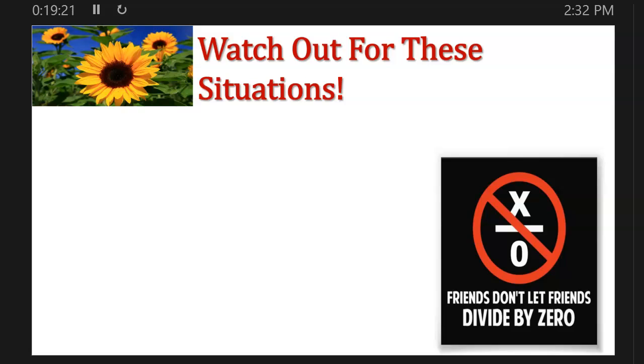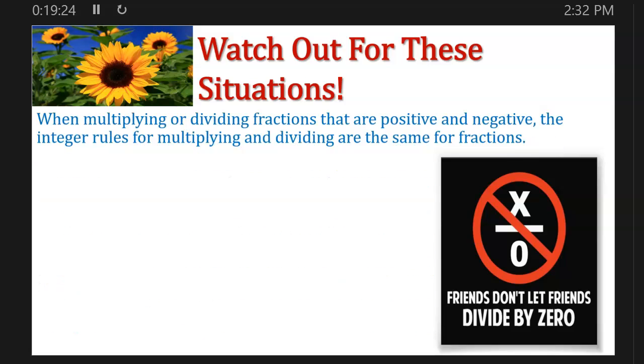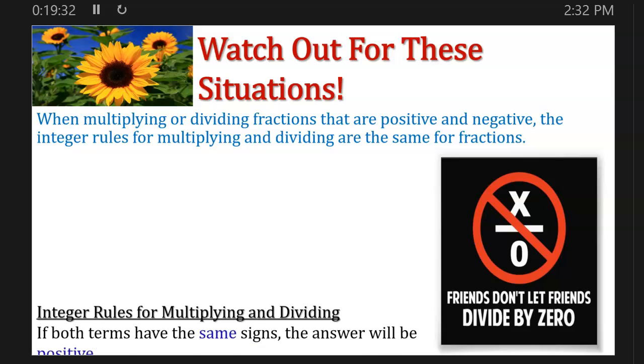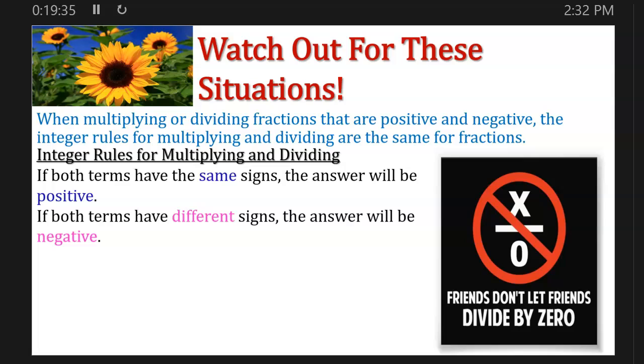Okay, so let's watch out for some of these situations. When multiplying or dividing fractions that are positive and negative, the integer rules for multiplying and dividing are the same for whole numbers as they are for fractions. If both terms have the same signs, the answer will be positive. If both terms have different signs, the answer will be negative. So if you have not watched that integer video on how to multiply and divide integers, these are the rules. If they have the same signs, like if both are positive or both are negative, then they will have a positive answer. If the terms have different signs, then the answer will be negative.